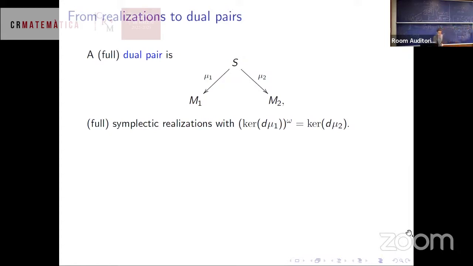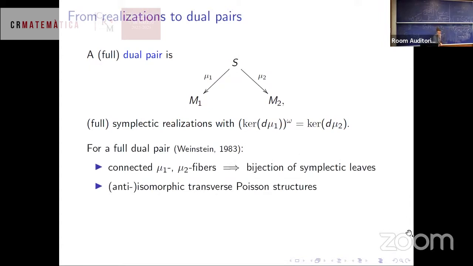So what he noticed was that, at least in the case of a full dual pair, if the fibers of mu1 and mu2 are connected, then you get a one-to-one correspondence between symplectic leaves. M1 and M2 may have different dimensions, okay? But there's a correspondence between the leaf spaces. Okay, so how do you do that? You take a symplectic leaf, you take its image, project down here, and you get a symplectic leaf of the other.